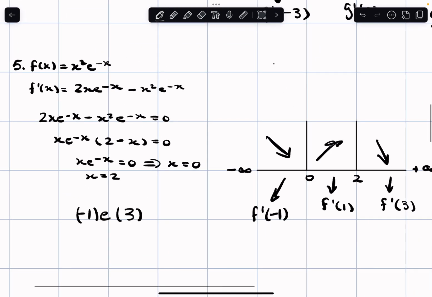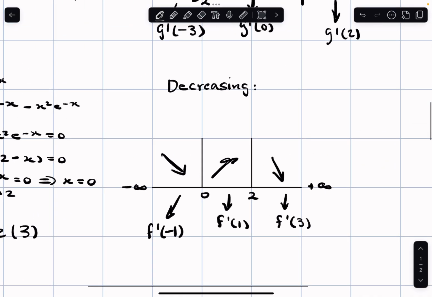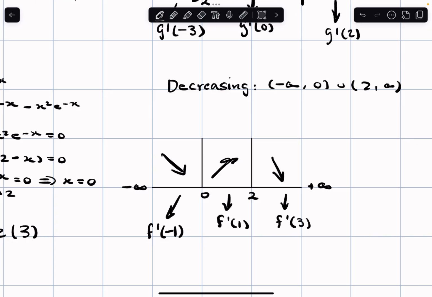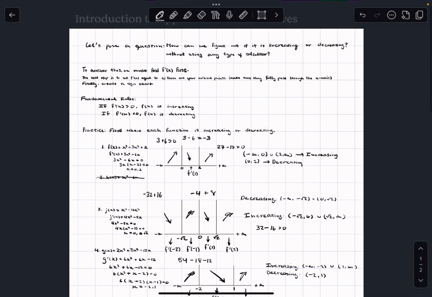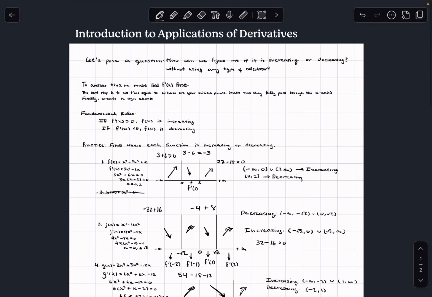So just to sum it up, I'm going to say decreasing when negative infinity to 0 and 2 to infinity. And then it's increasing for 0 to 2. All right, today we learned how to find when a function is increasing or decreasing without the use of the calculator.